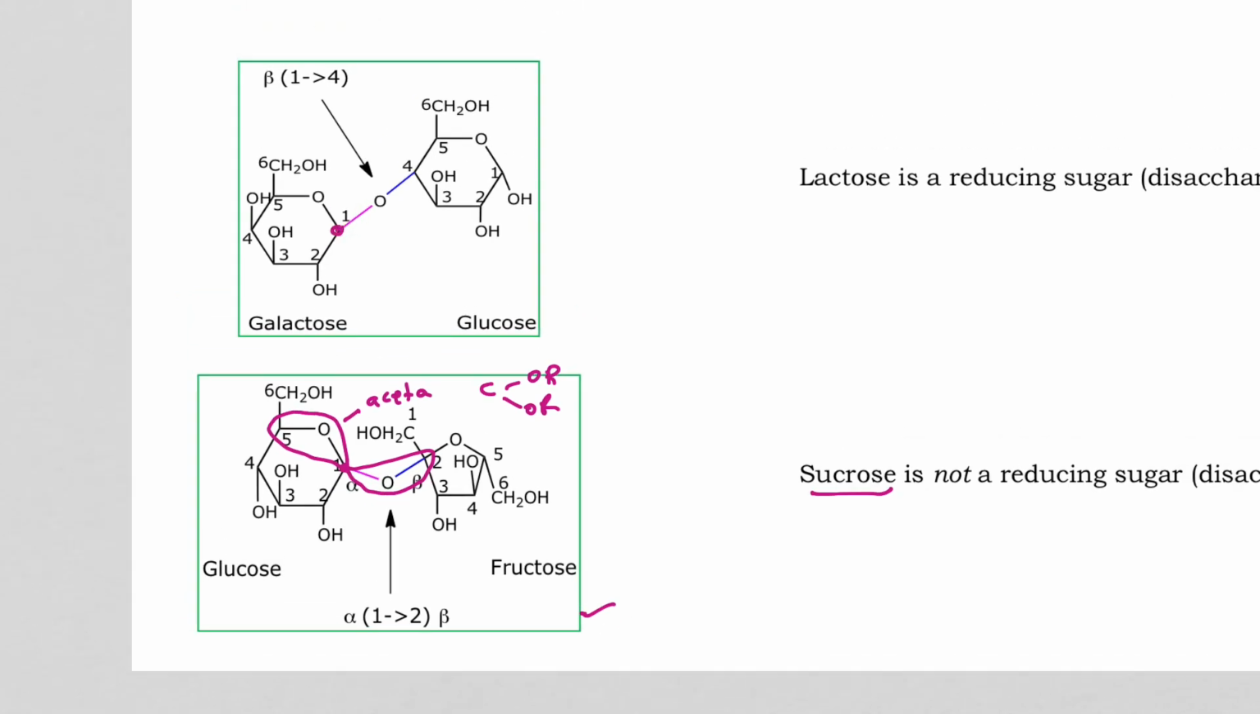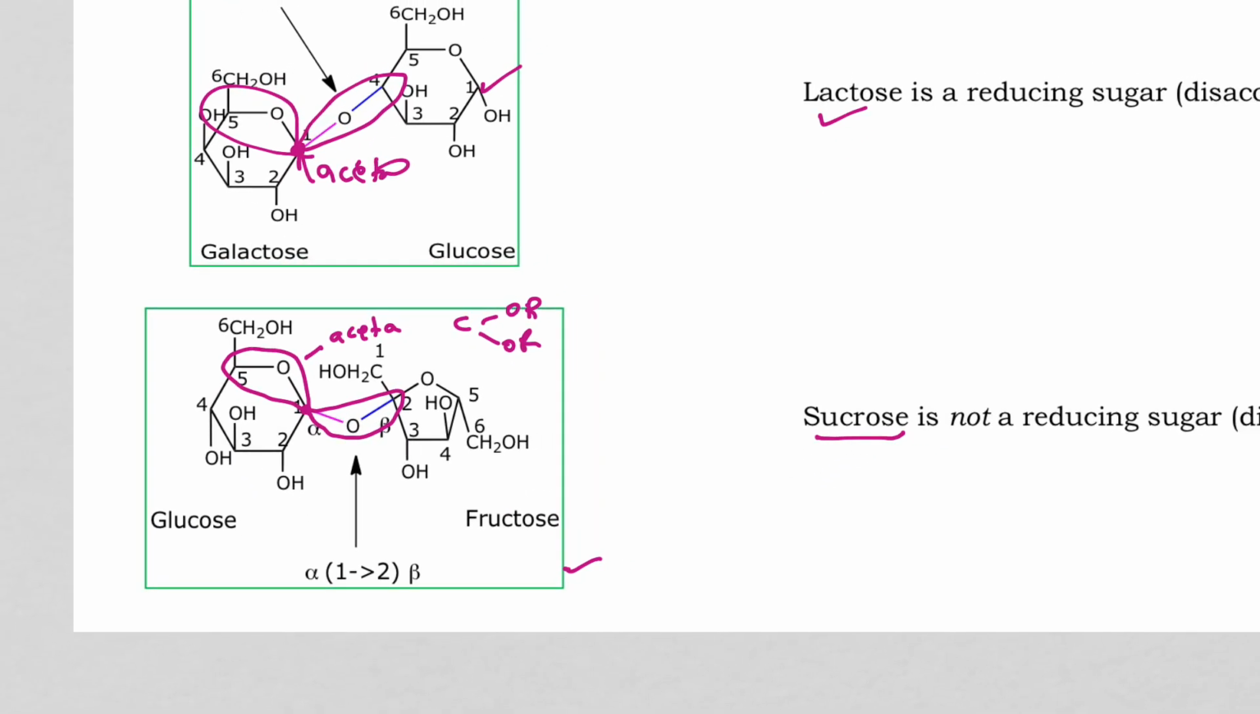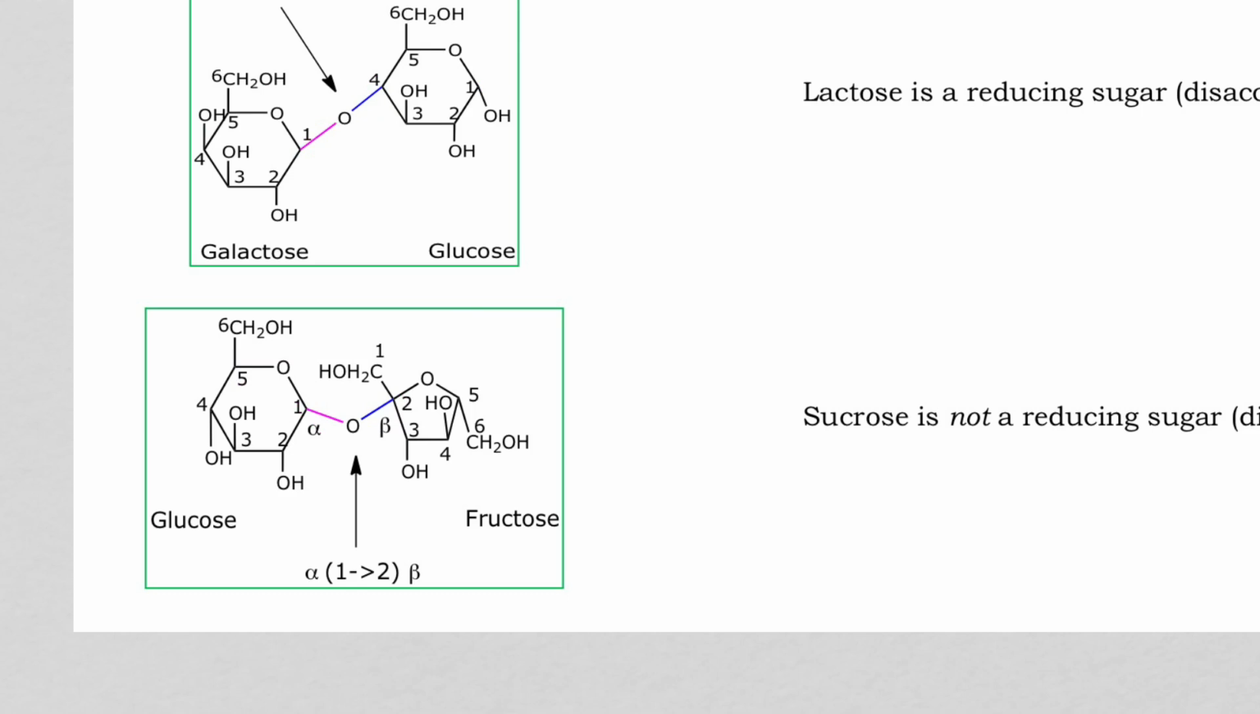So same thing here, this carbon has an OR and an OR, that's an acetal. So this carbon is an acetal here, but this is a hemiacetal. So lactose is a reducing sugar, but sucrose is not, because if you look at anywhere here, so let me erase this, you don't see a hemiacetal. So this is not a hemiacetal, it's an acetal.